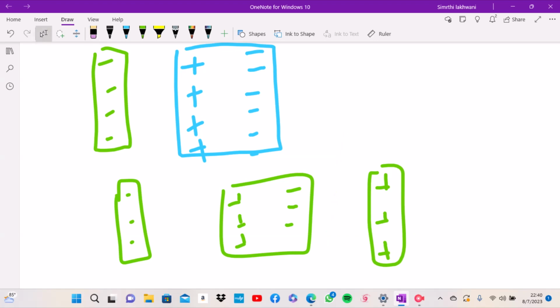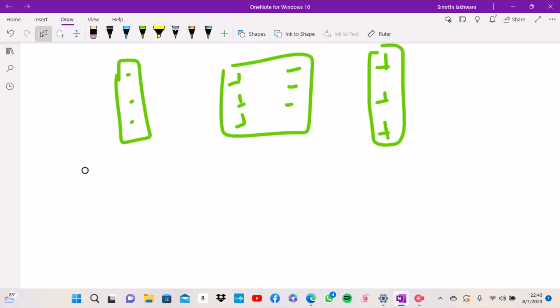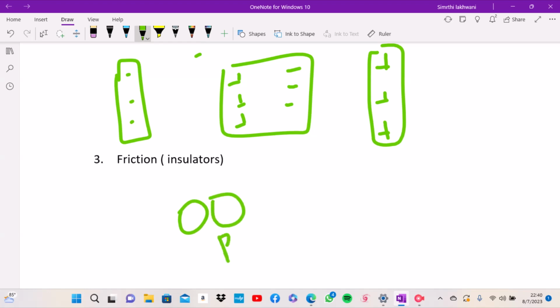Now the third method of charging bodies is by friction. By friction, basically it is used for insulators. Consider that we have two blocks. When we rub them, obviously we use our kinetic energy. We give our kinetic energy to rub these.